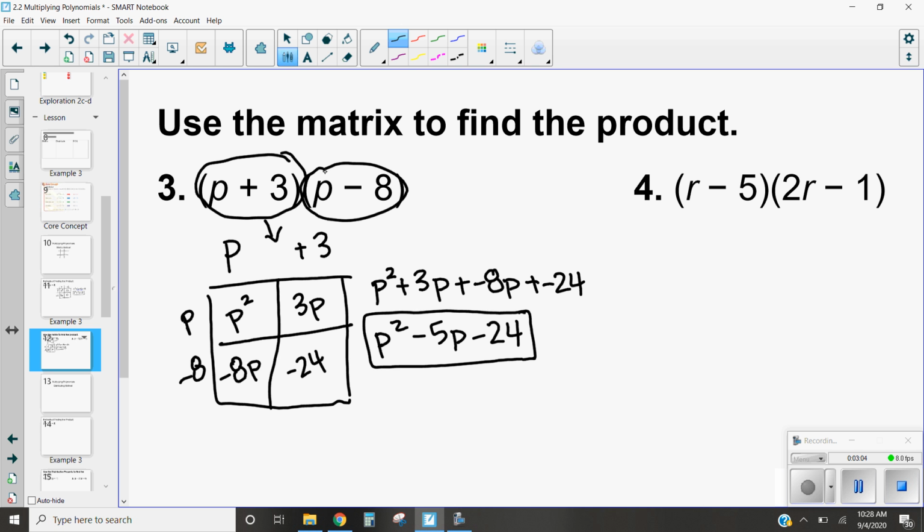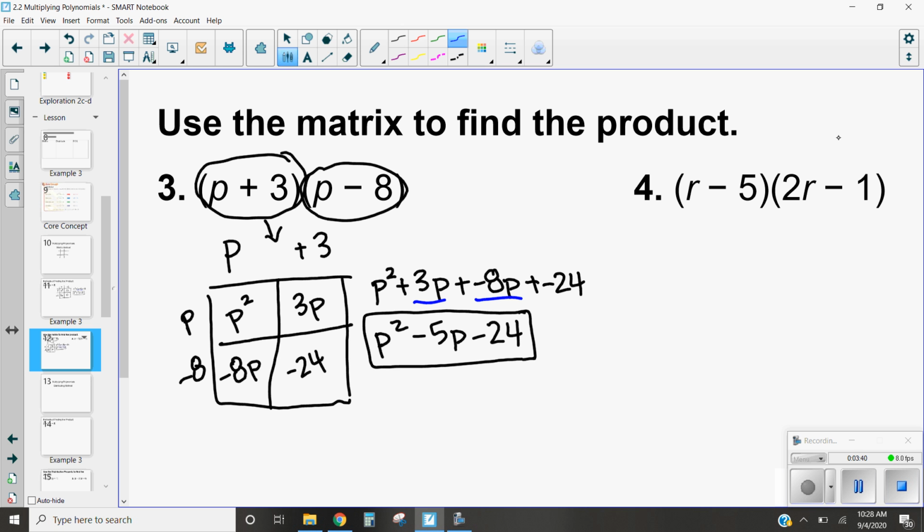Remember, when we use that matrix, we're going to multiply the row term by the column term. It's just like in biology, if you've ever used a Punnett square, we do the exact same thing here. Combine that row with that column. So p times p is p squared, 3 times p is 3p, negative 8 times p is negative 8p, 3 times negative 8 is negative 24. I pull them all out, add them up, and combine those like terms. This 3p and this negative 8p are our like terms, and I get p squared minus 5p minus 24.